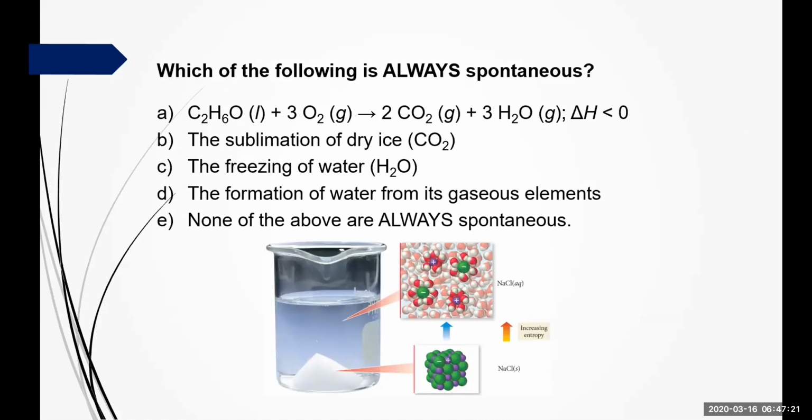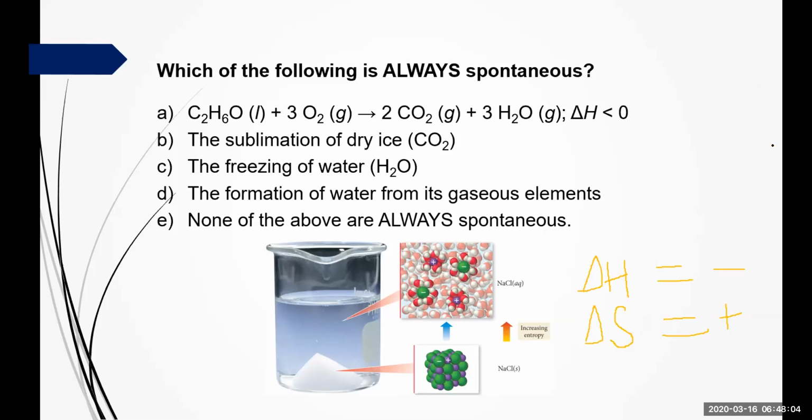So which of the following is always spontaneous? Now, when it's asking us which of the following is always spontaneous, it's really asking us to do a comparison. It wants us to look at our delta H and our delta S and how we would compare them. Now, when we're looking for an always spontaneous process, that means that our delta H should be negative, right? It should be an exothermic process, and we should be increasing our entropy. That's what's ideal for both of them.